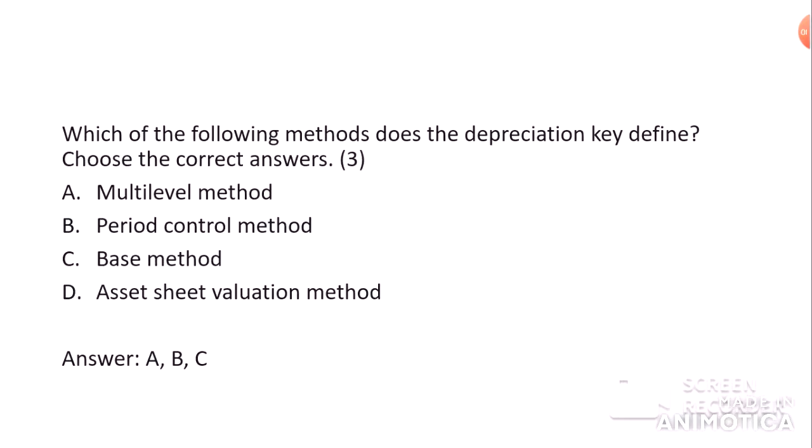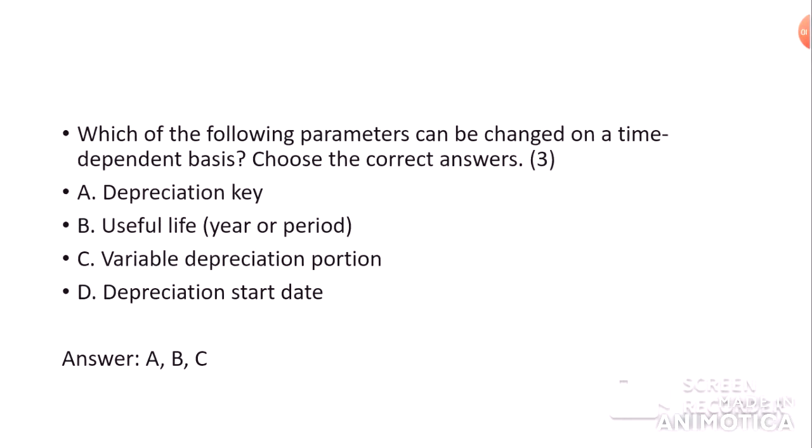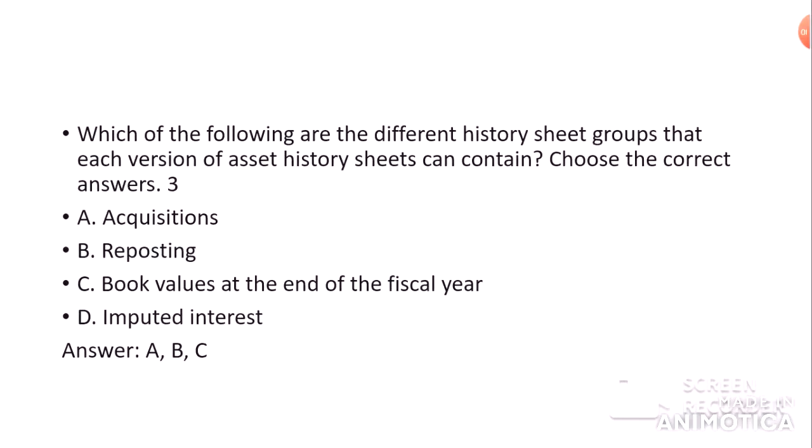Which of the following methods does the depreciation key define? It's multi-level method, period control method, and base method. Which of the following parameters can be changed on a time dependent basis? It is depreciation key, useful life, and variable depreciation portion. Which of the following are the different history sheet groups that each version of history sheets can contain? It's mainly the acquisition values, reposting values, and book values at the end of the fiscal year.